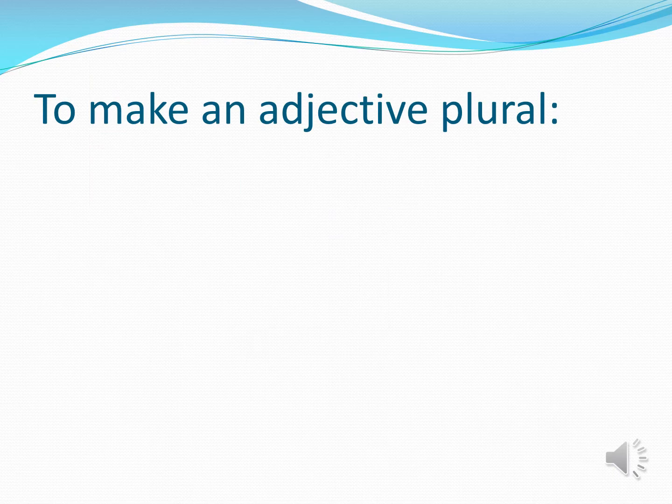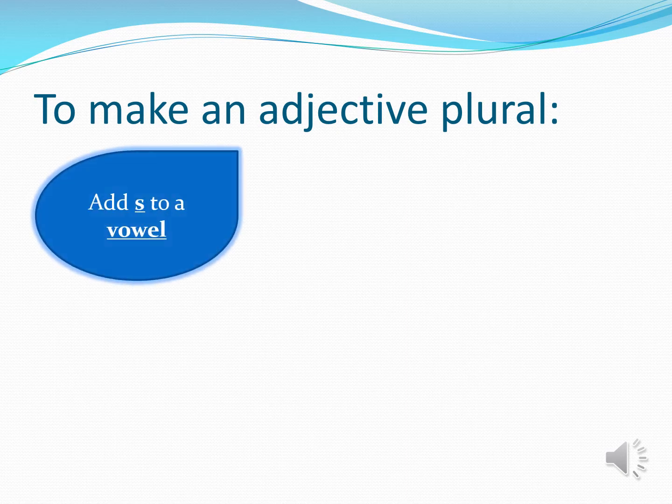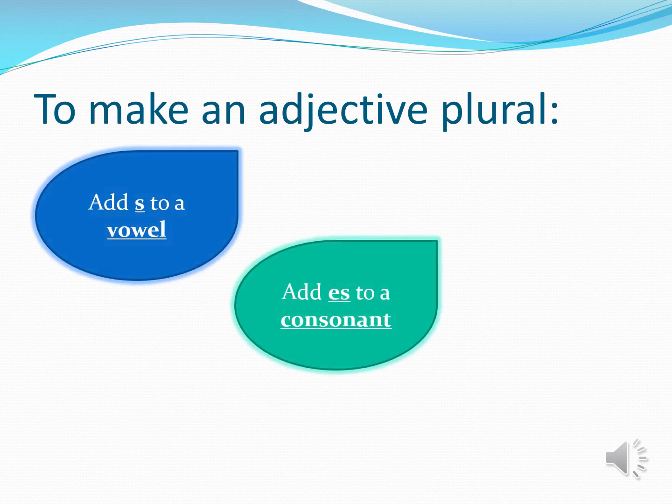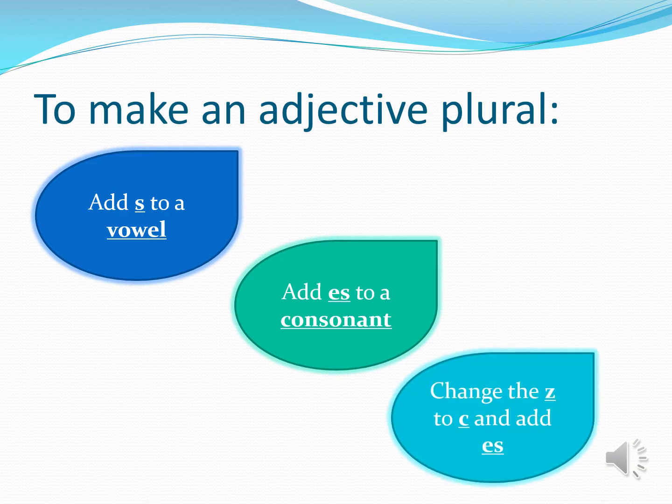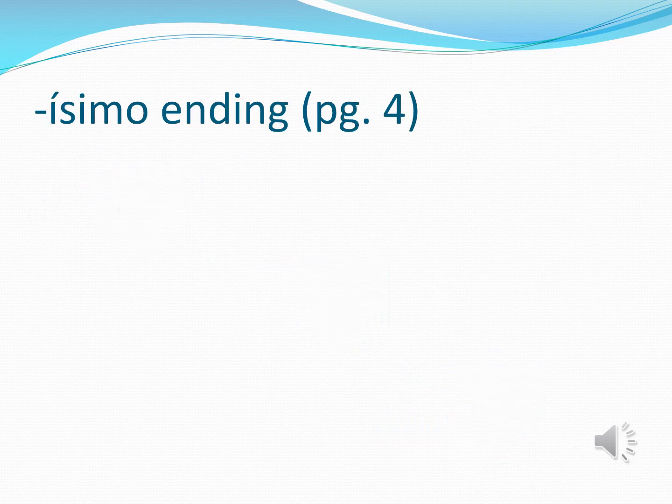We make an adjective plural just like we would make a noun plural. We add S to a word ending in a vowel. We add ES to a word ending in a consonant. And if our adjective ends in Z, like feliz, we change the Z to C and we add ES.